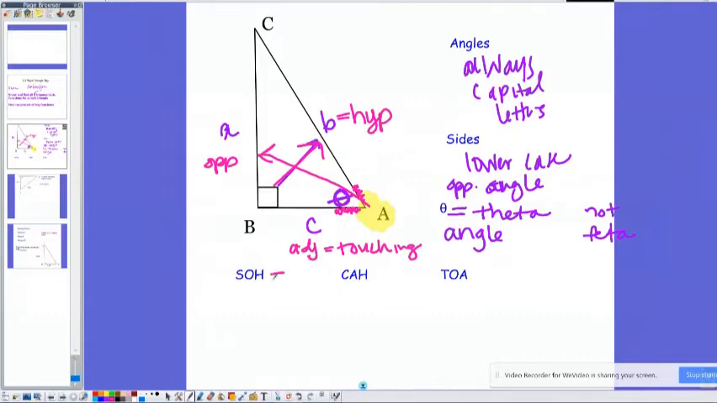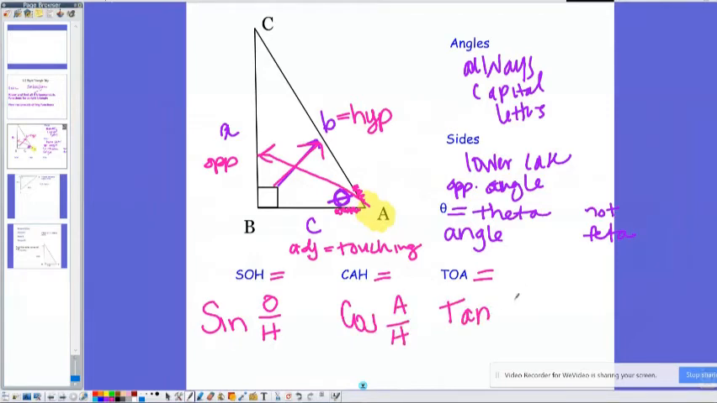And then another reminder about SOHCAHTOA. Sine is opposite over hypotenuse. Cosine is adjacent over hypotenuse. And tangent is opposite over adjacent. And since we are in pre-calc now, we don't say sin and cos. We are going to say sine and cosine. So let's make sure we're using the right words now that we are in pre-calc.